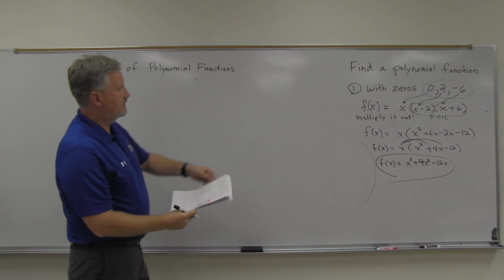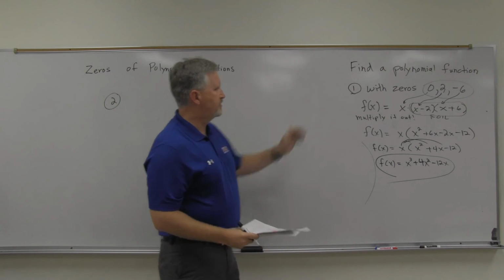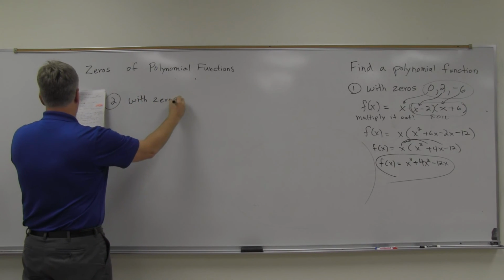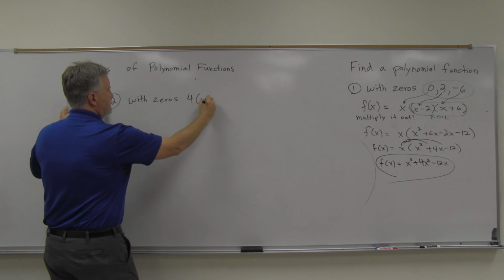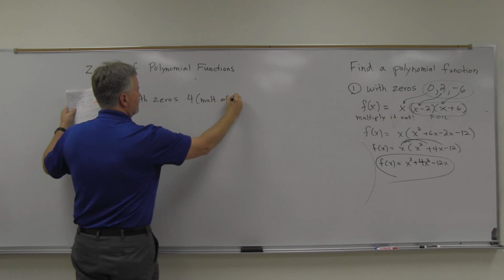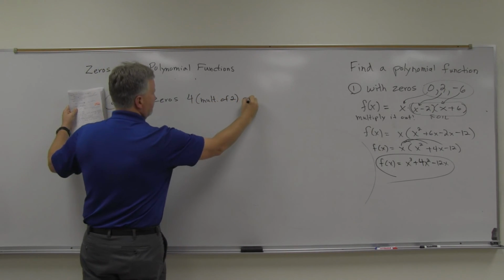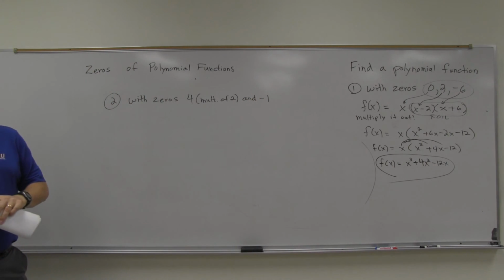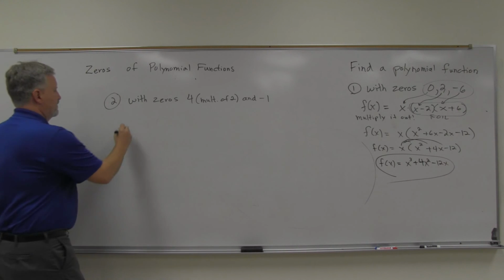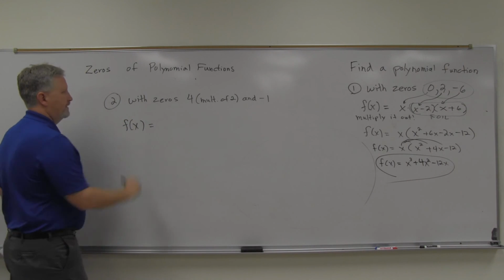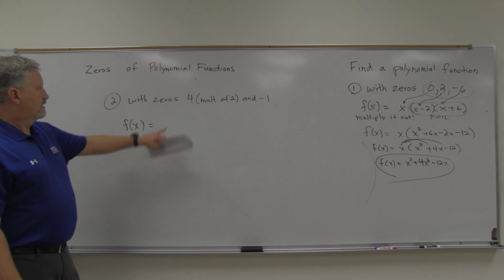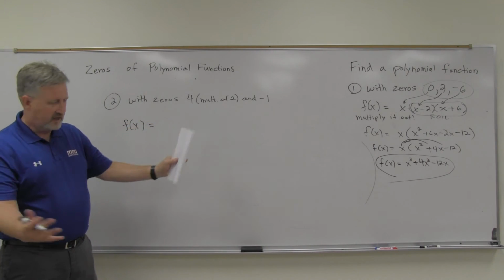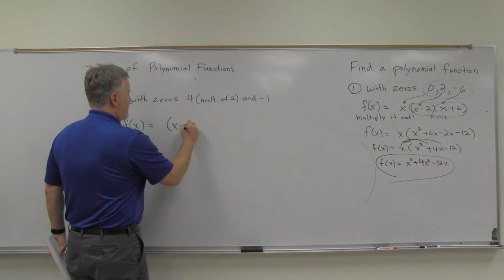So the second one I'll do: find a polynomial function with zeros 4 with multiplicity of 2 and negative 1. So I'll throw in a little twist there. Well, okay, if we got a zero of 4, what's the factor? X minus 4.